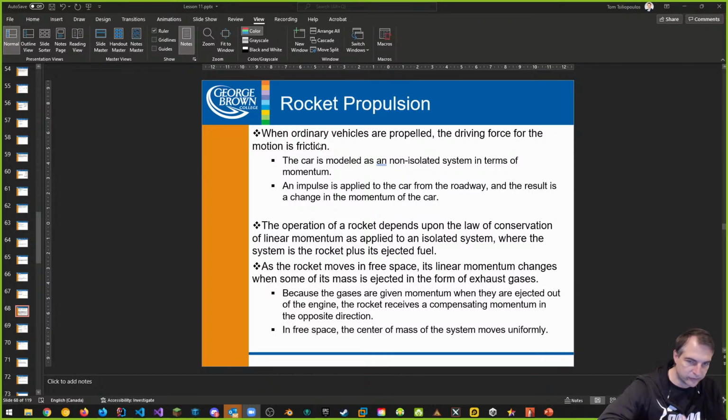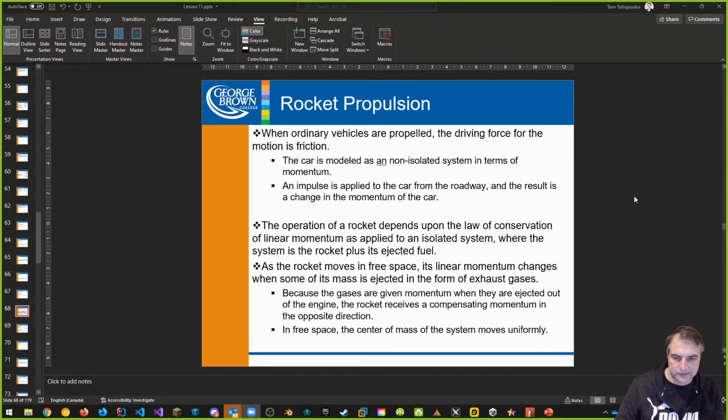I use my tires to push the vehicle across, and then the car is modeled as a non-isolated system in terms of momentum, right? Because I'm adding momentum to the car with the force of friction. The tires are pushing the ground away, and it's propelling the car forward. That's what's happening, right?